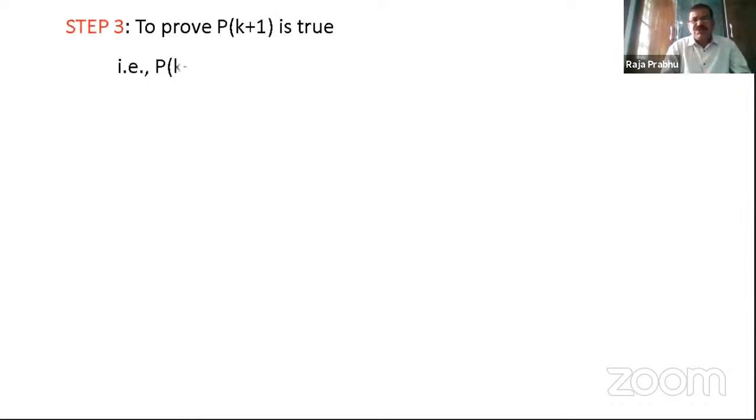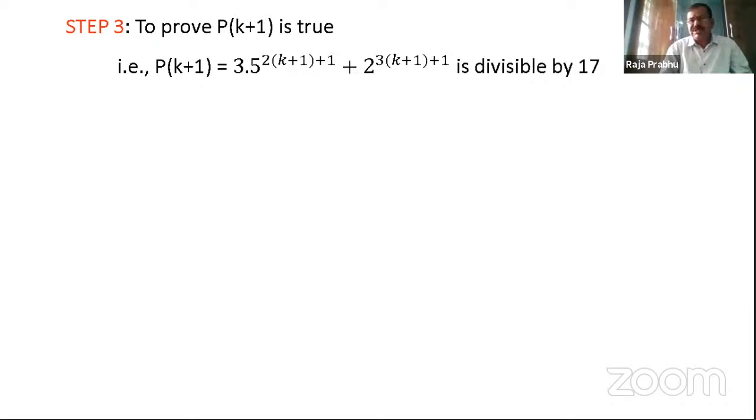Okay, now step 2 is over, that we assumed. Next, coming to step 3, where the important process is involved. That is to prove P of k plus 1 is true. Means in the place of k, we have to substitute k plus 1 and check. What is P of k plus 1? You know from the previous steps, P of k, in the place of k, I substituted k plus 1 to get P of k plus 1. That is now 3 into 5 to the power of 2 into k plus 1 plus 1 plus 2 to the power 3 into k plus 1 plus 1 is divisible by 17. Now we have to prove this.